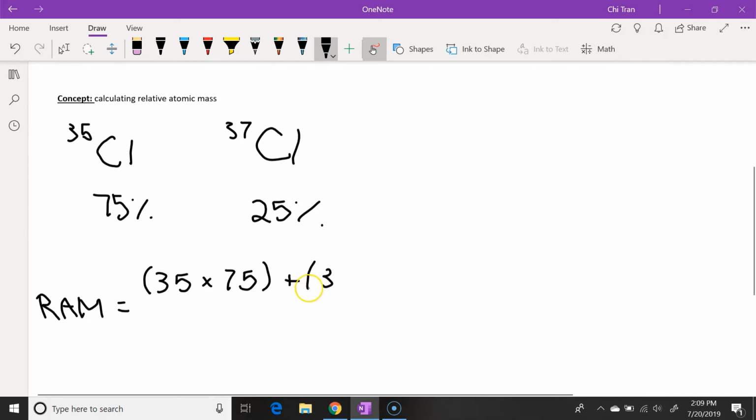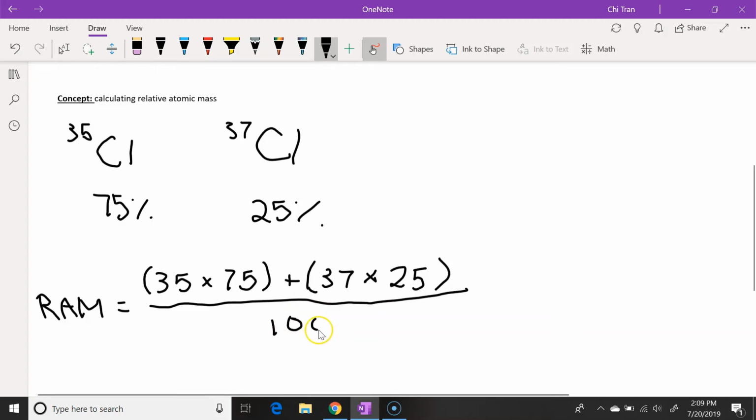So here we have 35 from the mass of chlorine-35 times 75% plus 37 times 25, and we divide that by 100. And we would get the relative atomic mass. So our answer for this example is 35.5.